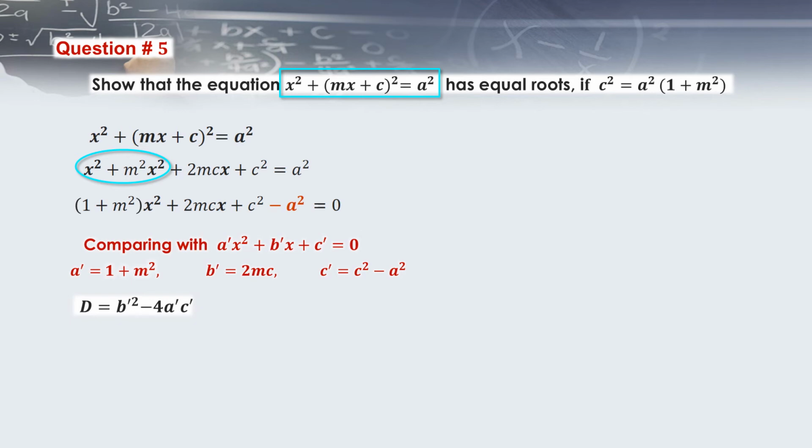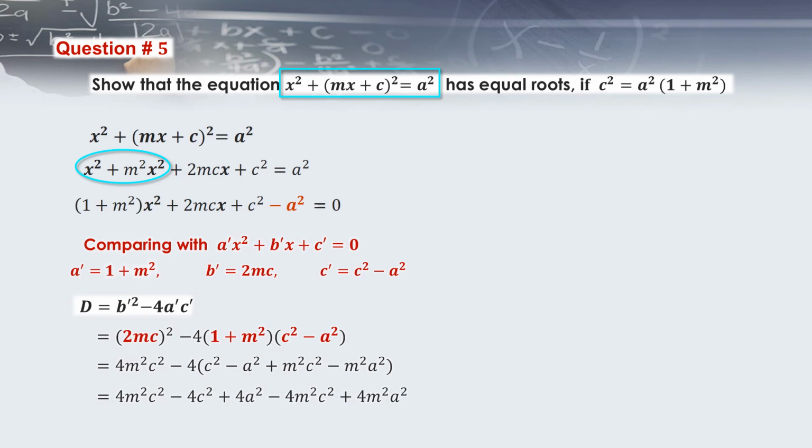Inserting the values in the discriminant, we get the square of 2mc minus 4 times the product of (1 plus m squared) and (c squared minus a squared). The square of 2mc is 4m squared c squared, and by expanding the product, we get these terms written inside the bracket. Now by multiplying each term of the bracket with minus 4 outside, we get the final form of this expression. Here, 4m squared c squared and minus 4m squared c squared will cancel each other. Therefore, the simplified form of the discriminant is this.